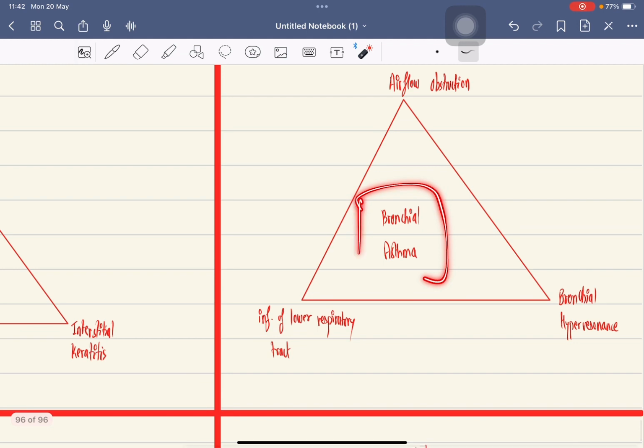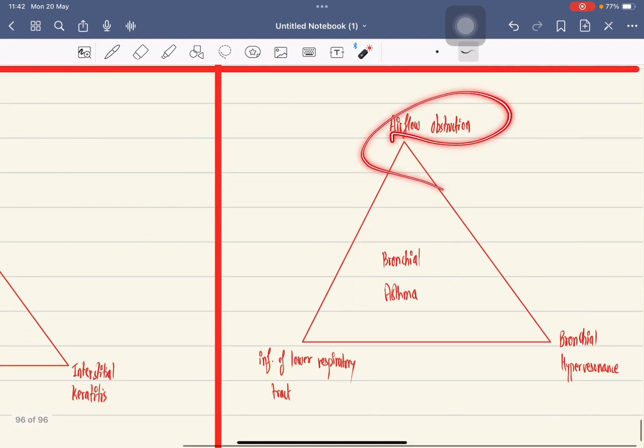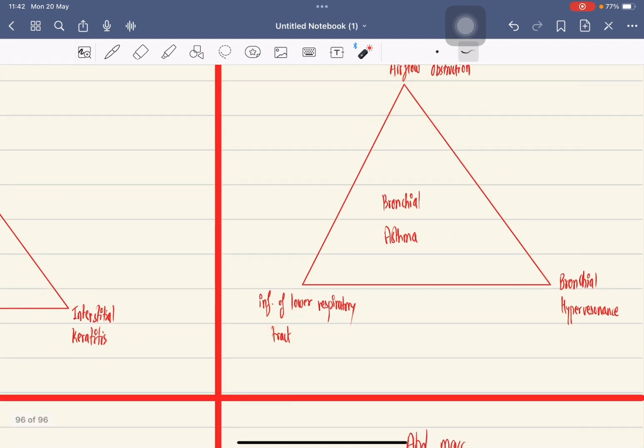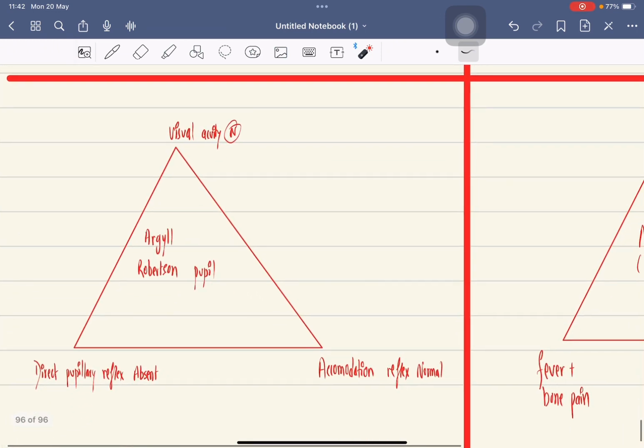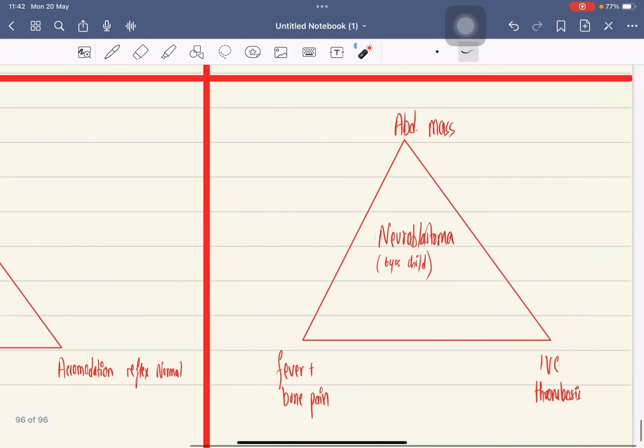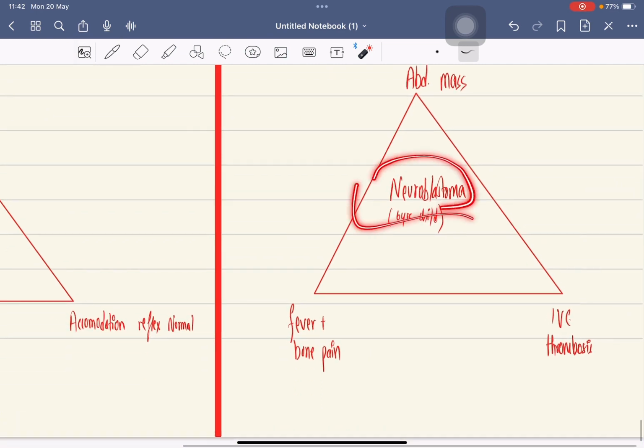Next, we have bronchial asthma, which consists of airflow obstruction, infection of the lower respiratory tract, and bronchial hyperresponsiveness. Next, we have Argyll Robertson pupil, which consists of normal visual acuity, direct pupillary reflex is absent, and accommodation reflex is normal.